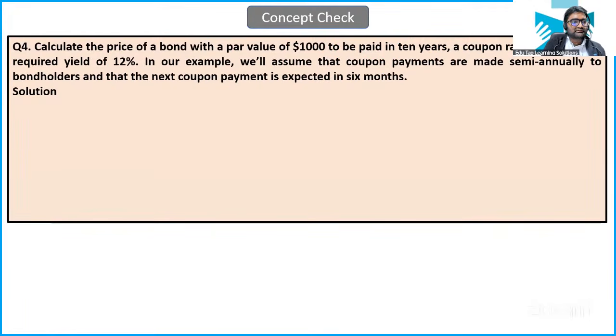Now let's see this. Calculate the price of a bond with a par value of 1000 to be paid in 10 years. Okay, coupon rate is 10% and the required yield is 12%. In the previous one we said that annual payment is being done. Now if we assume the payment is being done semi-annually, then what is going to happen?